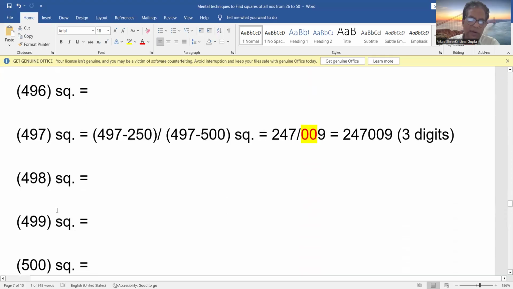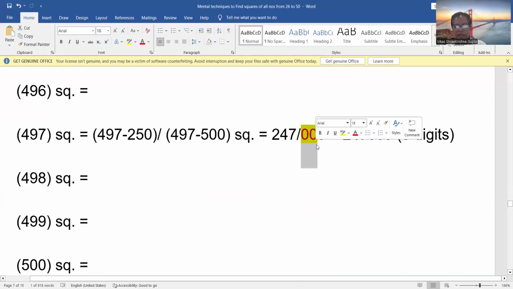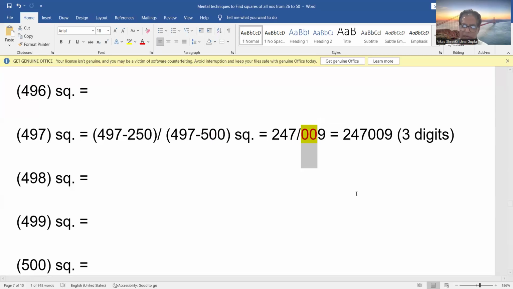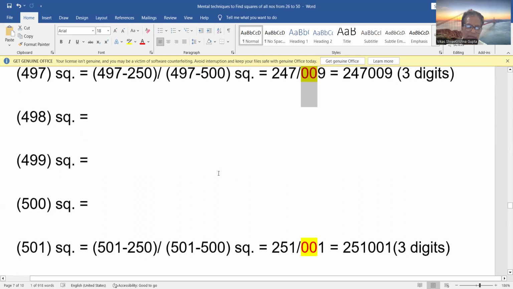In the same way, I can find the square of even 497. Now I get the difference of only 3. So 3 square is 9, but I have to put 2 zeros before 9 because I require a 3-digit number. So the final answer is 247,009. The technique remains the same. The only difference is 250 in place of 25 and 500 in place of 50.